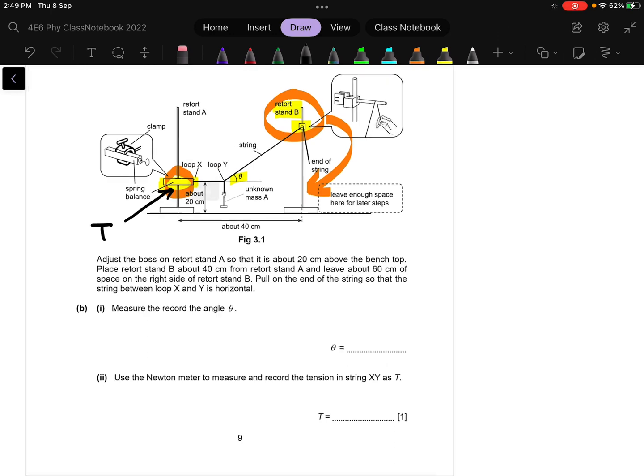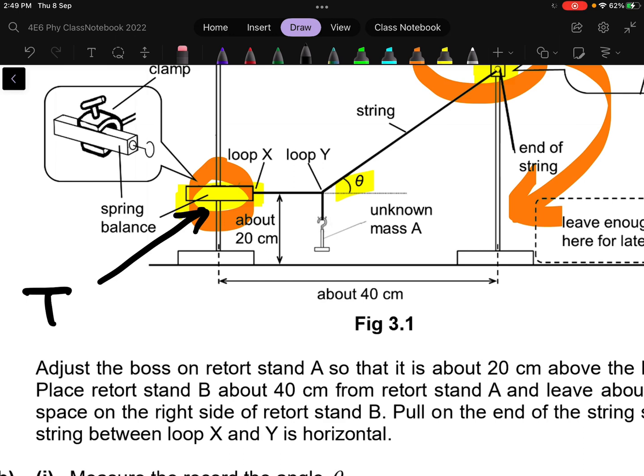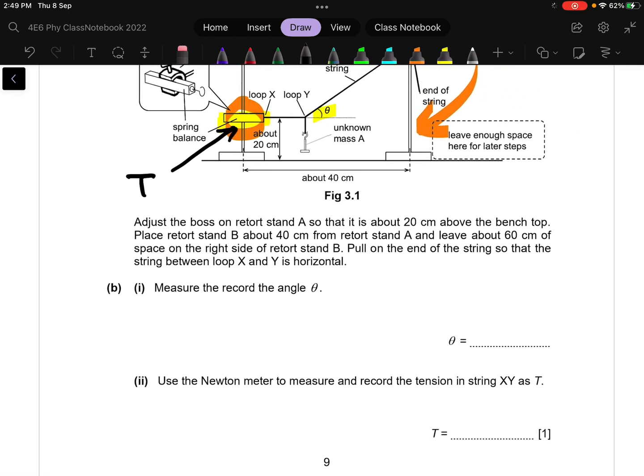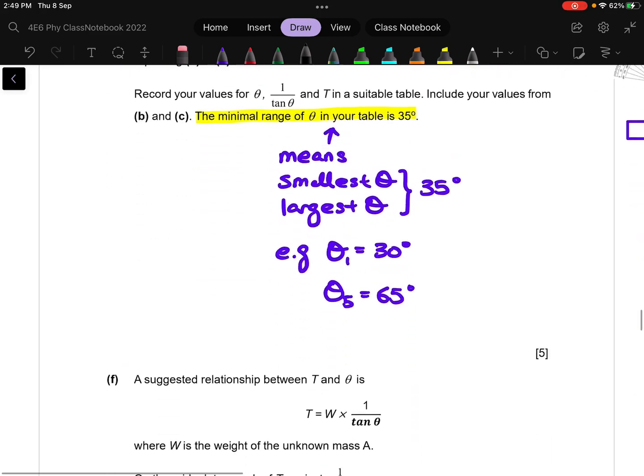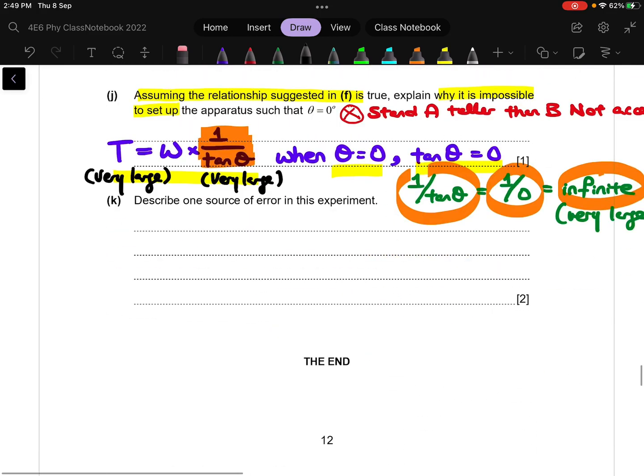So you need to tell me that when theta is 0, the tension will be so great that it will be over the range of your spring balance, it is too much for your spring balance to handle. So that's why it is impossible to set up. Or you can tell me that the tension in the string will be so much that it will tear the string. Yeah. So that is the answer, and you can find the full answer in the answer sheet that is given to you already printed.